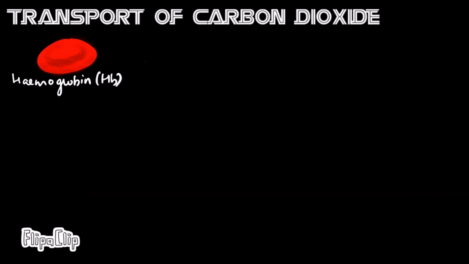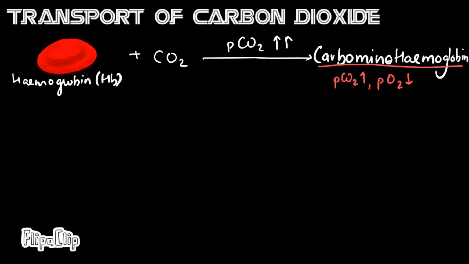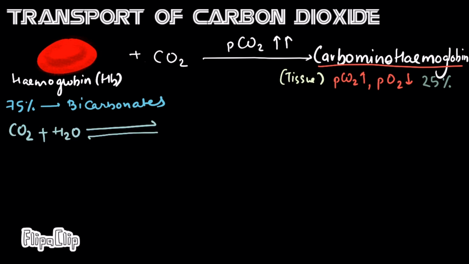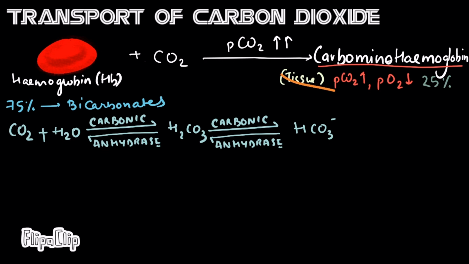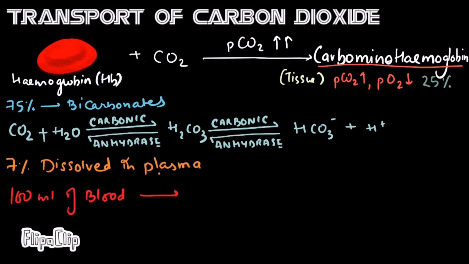Carbaminohemoglobin is formed when the partial pressure of CO2 is high. 25% of CO2 is carried in this form, 70% is carried in bicarbonate form, attained by the biocatalyst carbonic anhydrase, which combines CO2 and H2O to form carbonic acid, which then dissociates into bicarbonate and H+ ion. 7% of CO2 is carried by plasma in the dissolved state.